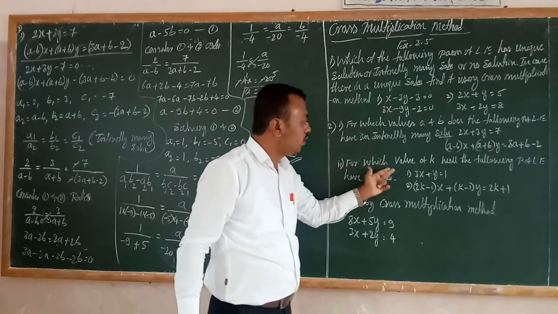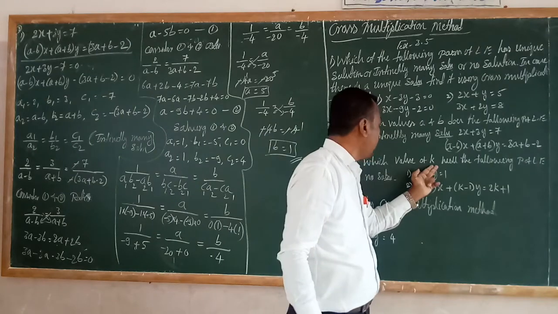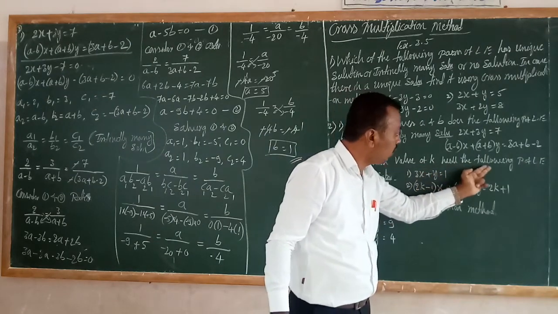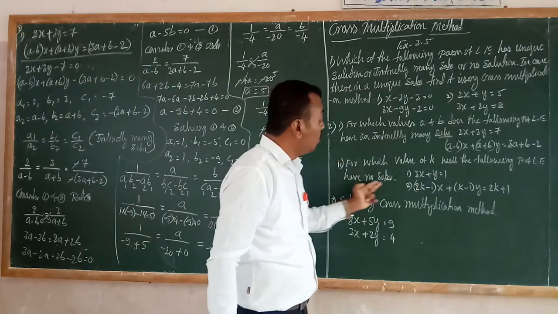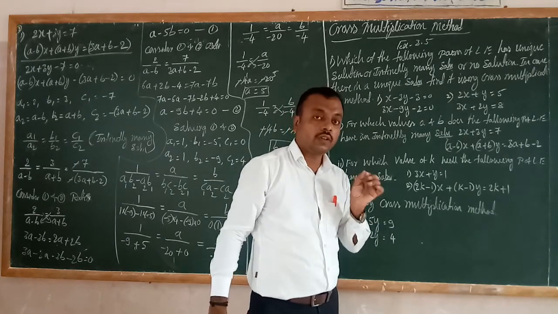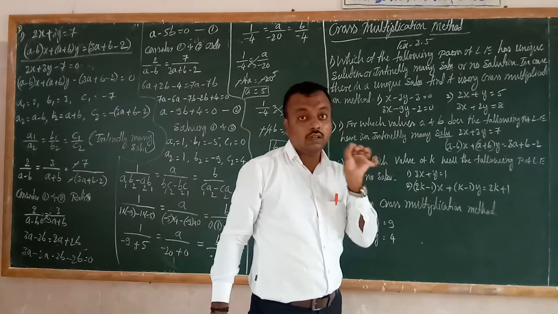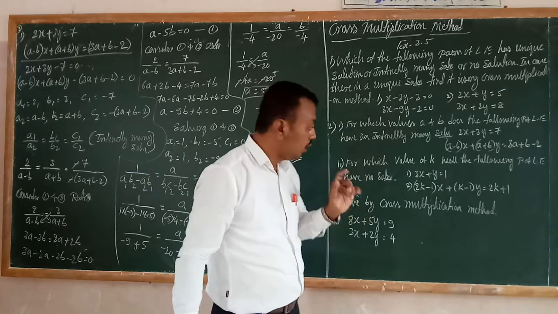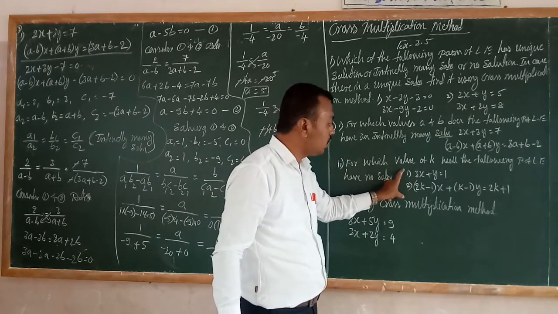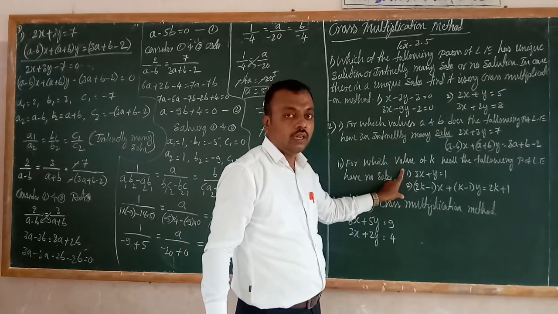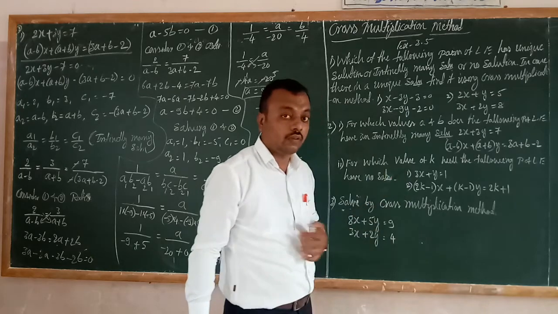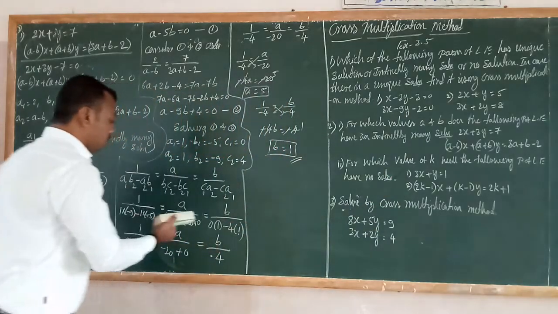This is to find the value of K. For which value of K will the following pair of linear equations have no solutions? No solutions means the first and second ratios are equal, the third ratio is not equal to them. In that we have to substitute the values A1, B1, C1 and A2, B2, C2. Then you have to find out the K value. So let us start it.